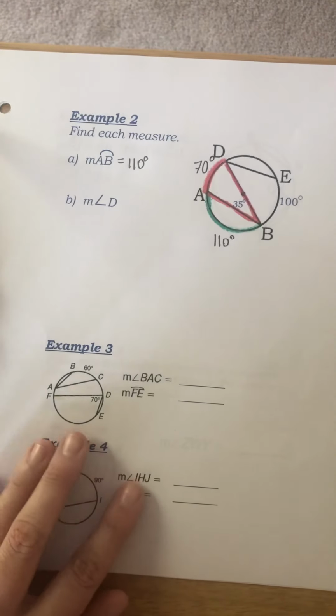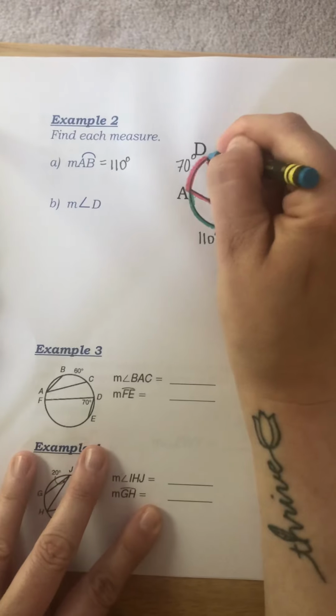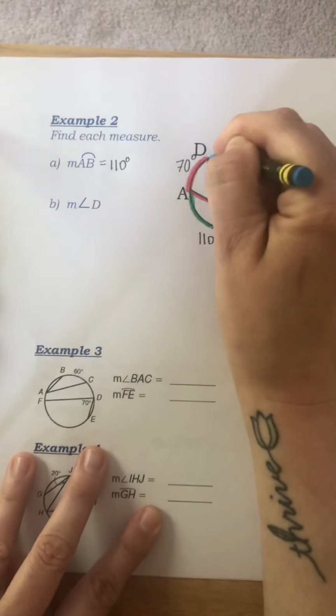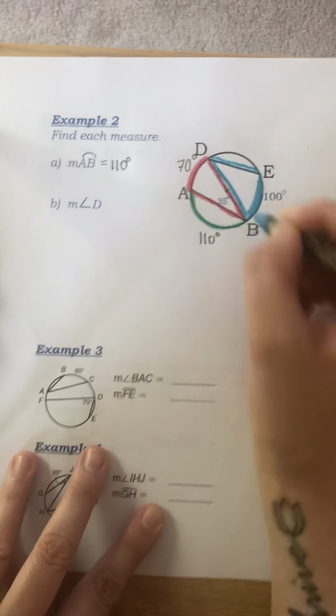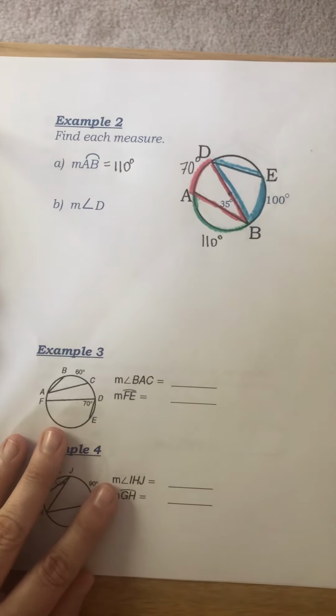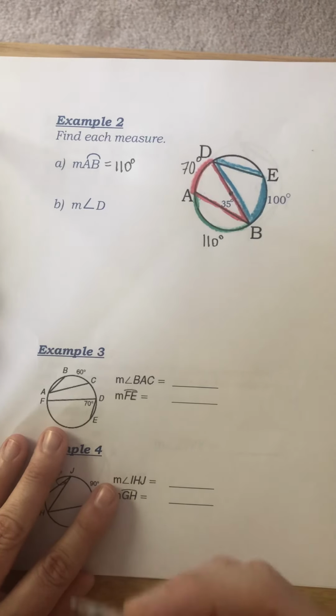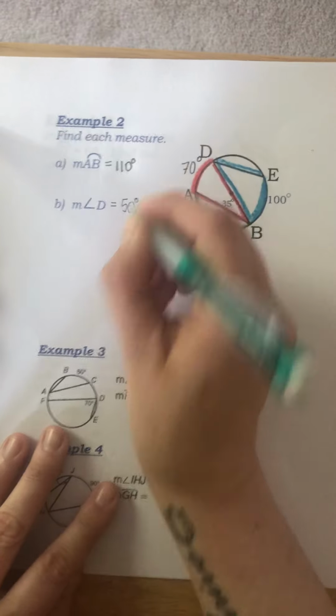Now let's look at letter B. We want to find angle D, which is right here in blue, and it is intercepting this arc that's 100 degrees. How do we go from the arc to the angle? It's where we chop it in half. So half of 100 is 50 degrees.